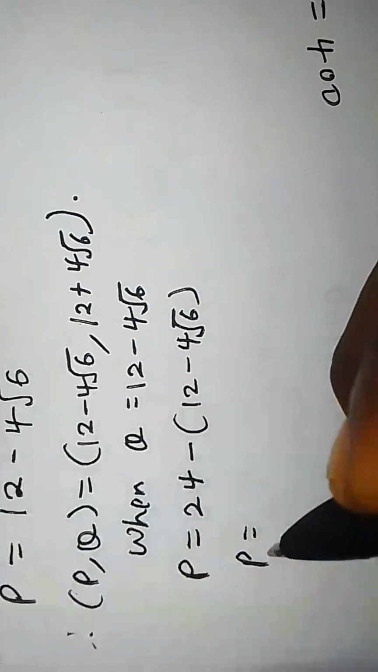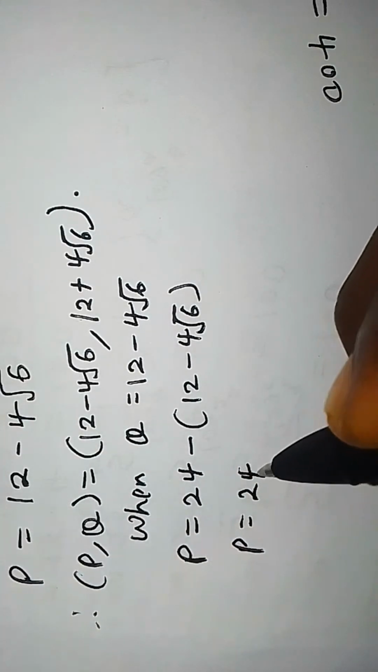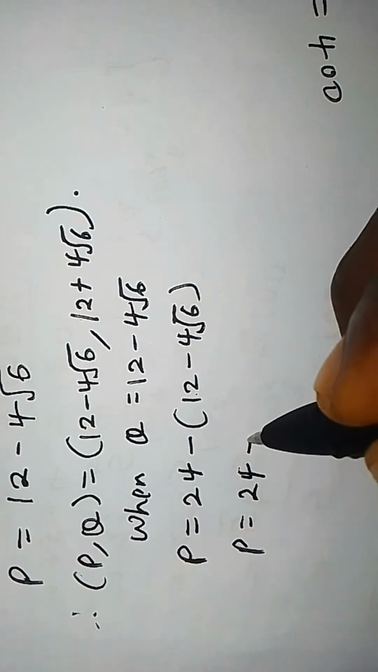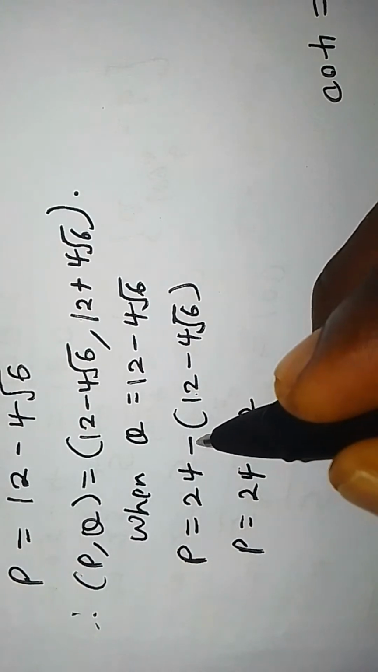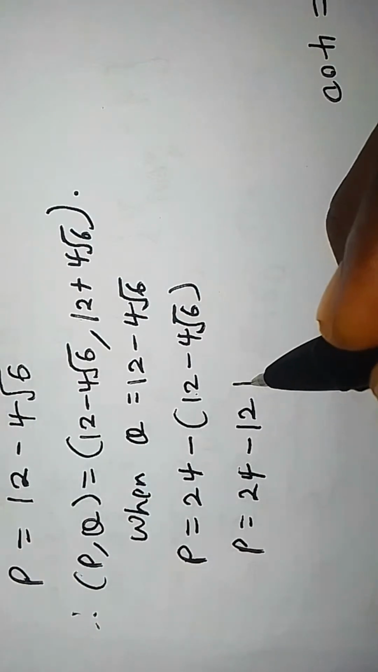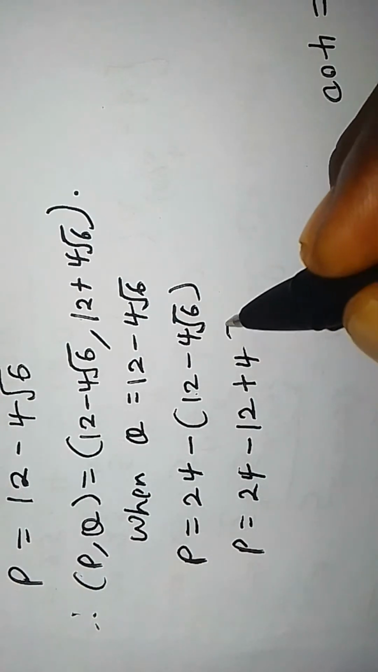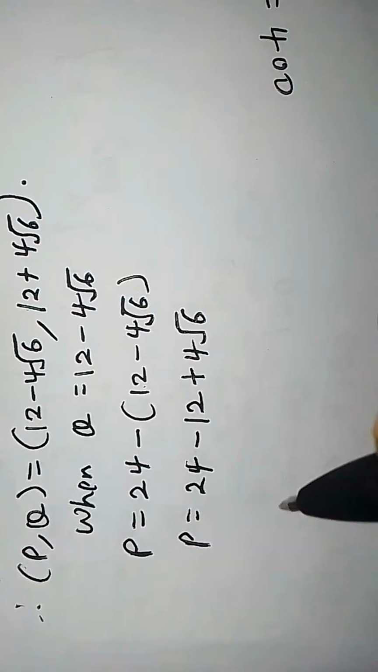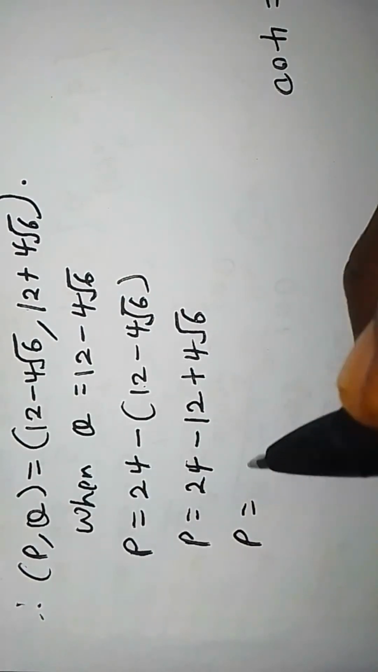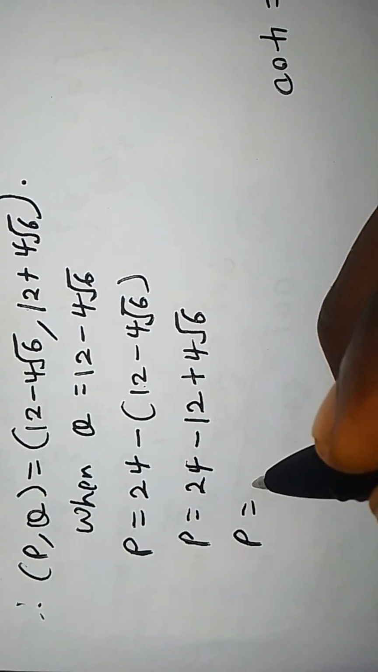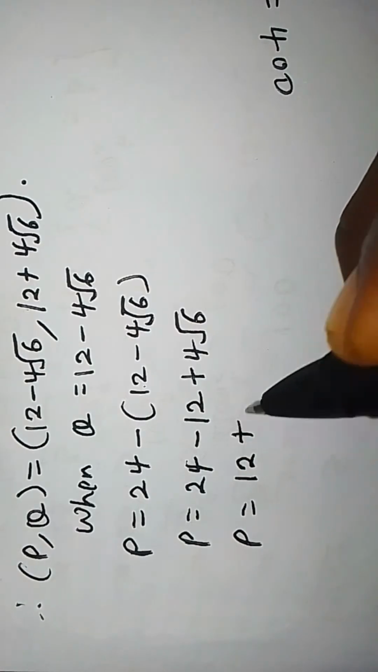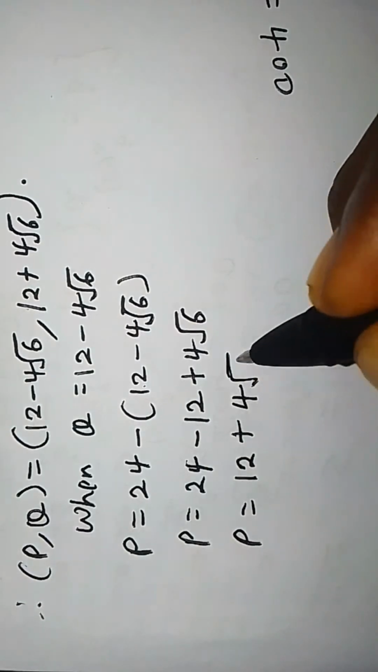P is equal to 24 minus 12, minus times minus, that is plus 4 root 6. P is equal to 24 minus 12, that is 12, plus 4 root 6.